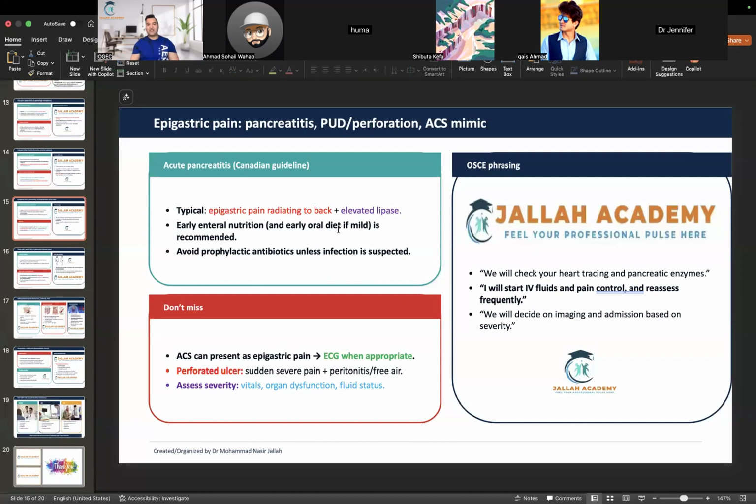Early enteral nutrition and early oral diet, if mild, is recommended. Avoid prophylactic antibiotics. We don't use antibiotics for pancreatitis, because usually the antibiotic could be a reason or a trigger for the pancreatitis, unless there is infection.